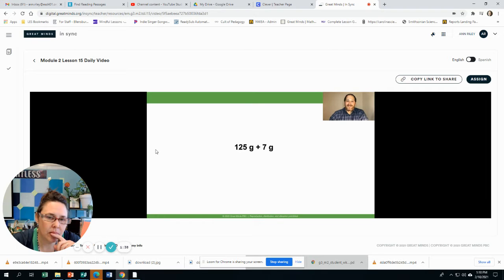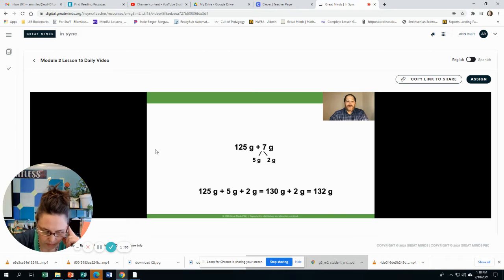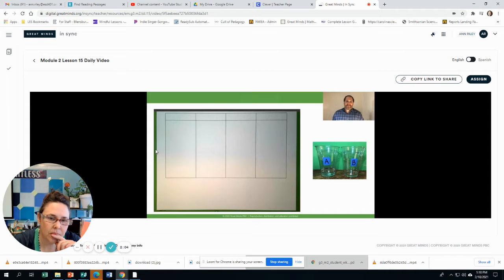125 grams plus 7 grams. If you decompose 7 grams as 5 grams and 2 grams to make that next 10, your equation would look something like this. 125 grams plus 5 grams plus 2 grams. And 125 grams plus 5 grams gives us 130 grams, plus 2 more grams gives us a total of 132 grams.